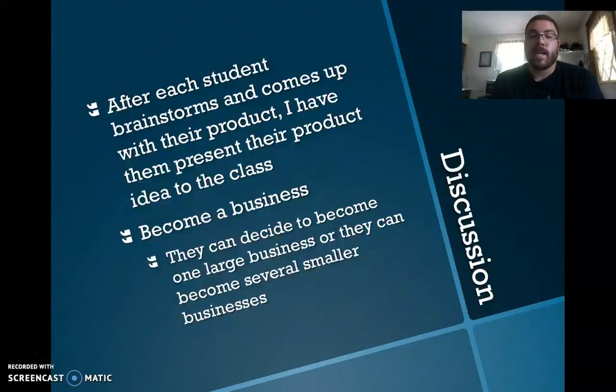So they can decide to become one large business as an entire class if they all really like one specific product idea, or if there are several smaller groups that have differing ideas in terms of what product they may want to sell, they have the option of becoming smaller businesses within a single class.